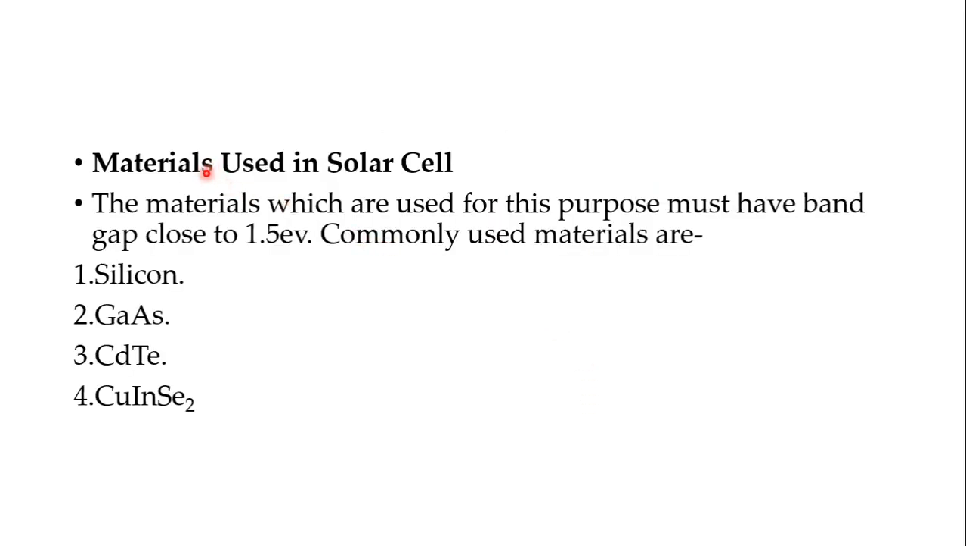Material used in solar cells. The materials which are used for this purpose must have a band gap close to 1.5 electron volt. Commonly used materials are silicon, gallium arsenide, CdTe, CuInGaSe2.